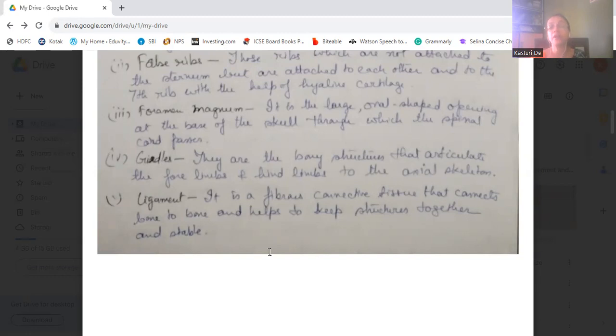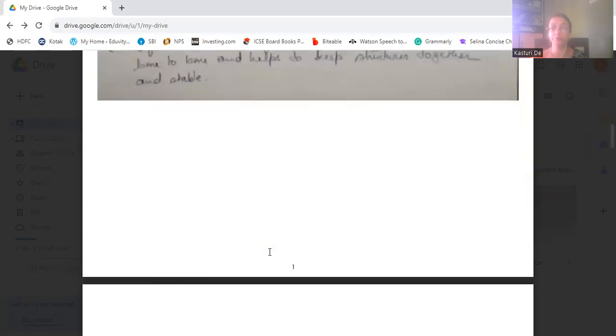Then ligament. It is a fibrous connective tissue that connects bone to bone and helps to keep the structures together and stable.